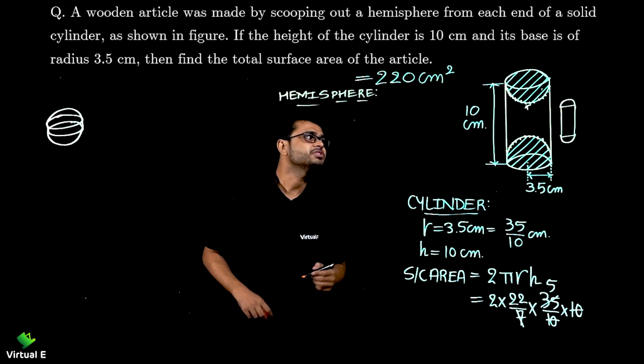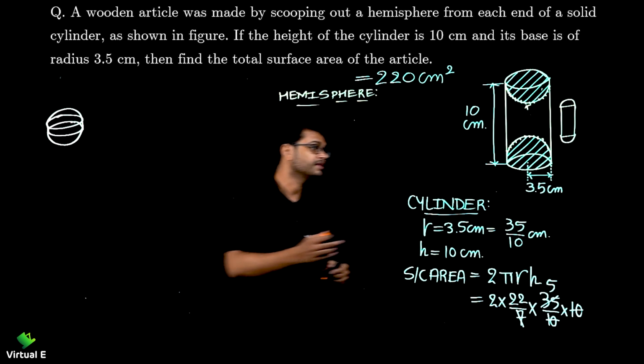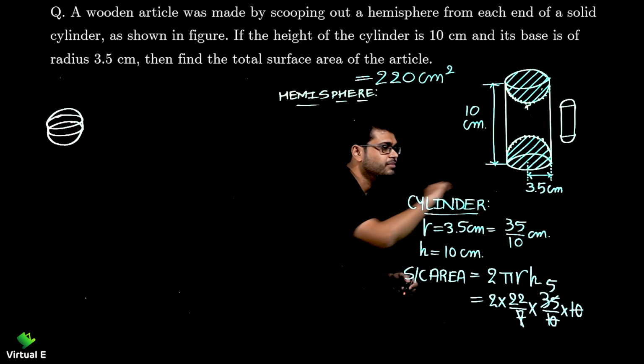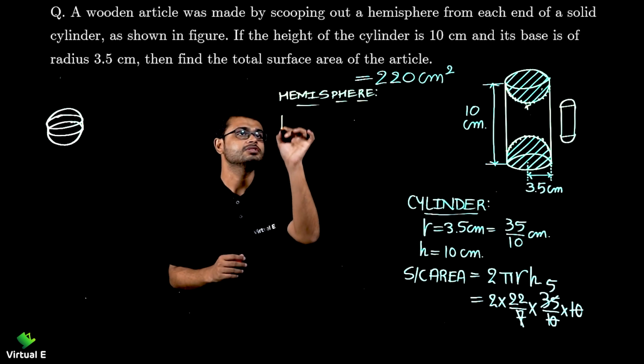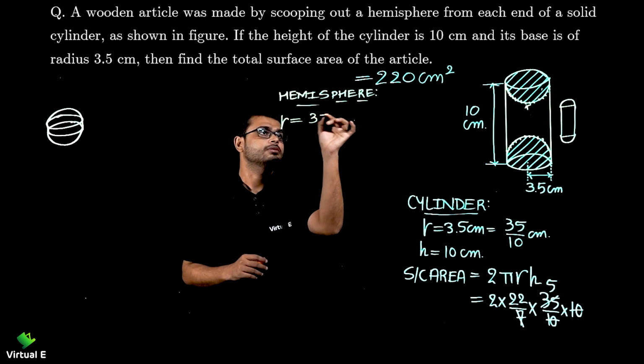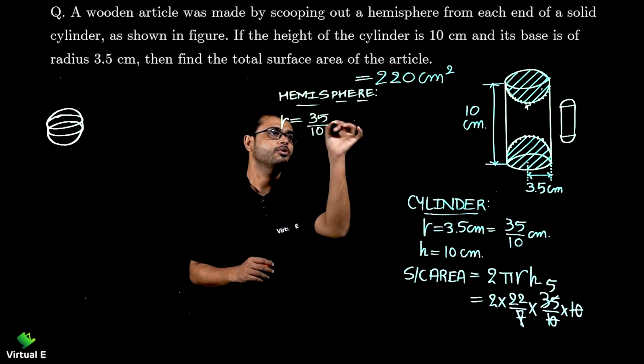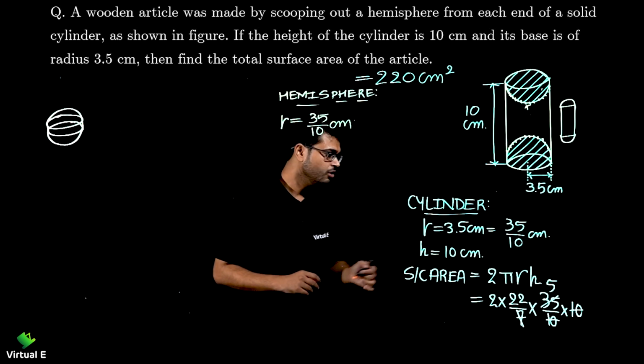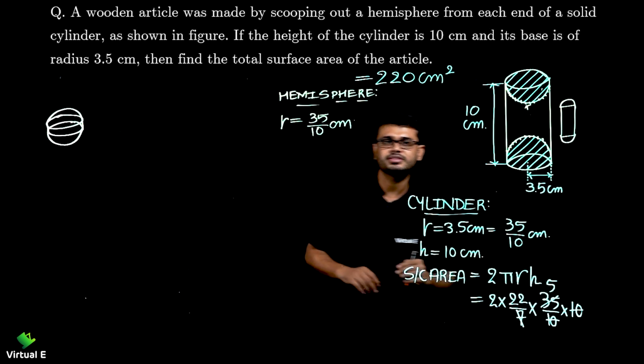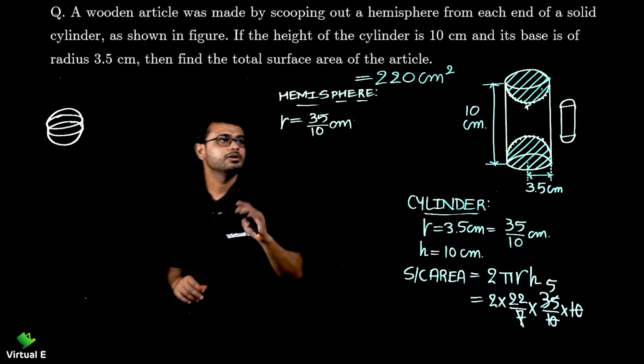For the hemisphere we only need the radius. The radius of the base is the same, 3.5 centimeter. So R is equal to 35 upon 10 centimeter. I've converted this decimal into a fraction. Don't get confused here.